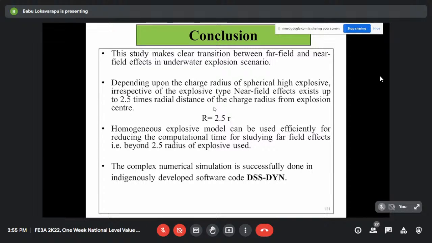This is the empirical relation we have derived, and for this we have used in-house developed software named DSS time, Dynamics of Shock Structure interaction. Using this empirical relation, we can clearly differentiate near field and far field. If you keep 2.5 times r, where r is the transition distance, that is, 2.5 times the radius of the explosive, then your system will be safe. That is the conclusion from the study.